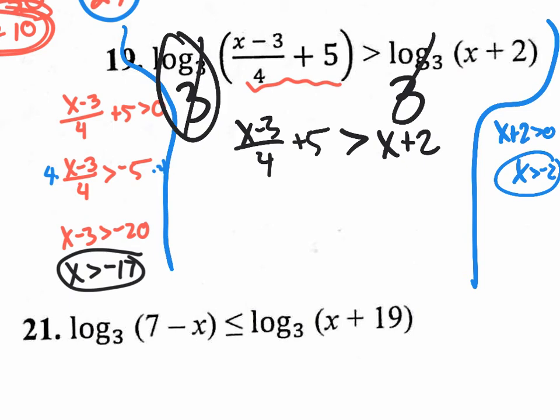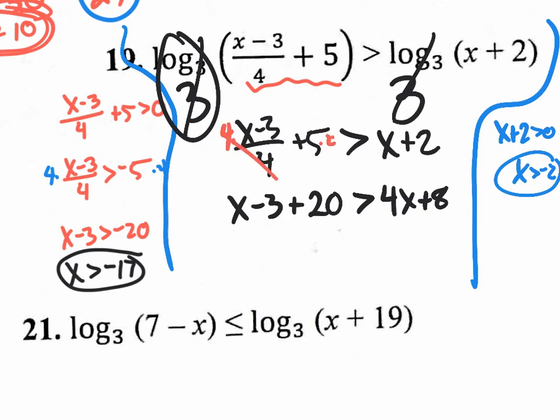So we have a fraction. Let's multiply everything by 4 to get rid of that fraction. We'll end up with x minus 3 plus 5 times 4, which is 20, is greater than 4x plus 8. Let me show my work here, I'm sorry. Times 4 to get rid of that, times 4, times 4, times 4. That's how we get that inequality. And let's continue to solve this inequality. Combine the negative 3 with the plus 20. We end up with x plus 17 is greater than 4x plus 8.